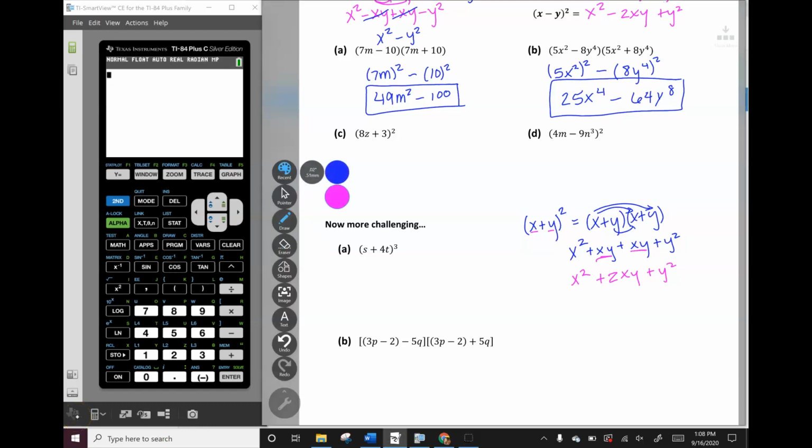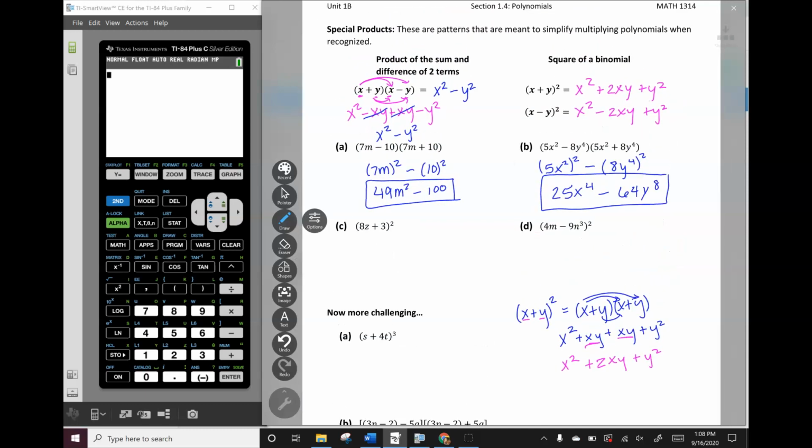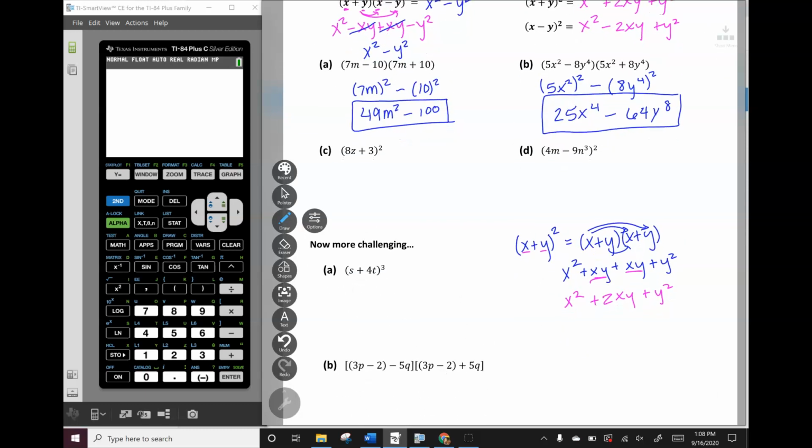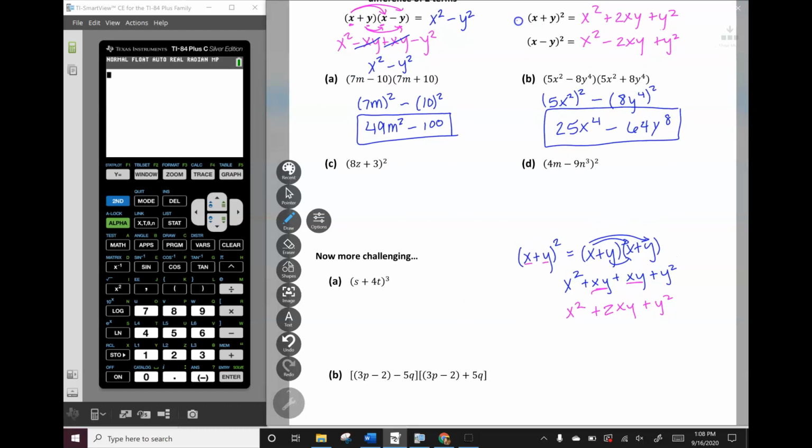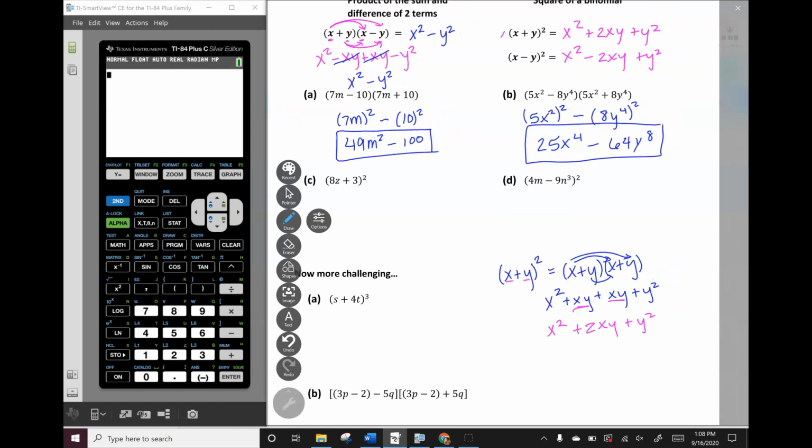All right, and then looking at C, now we're looking at the square of a binomial. So remember the pattern. We're going to be looking at this first one since it's plus, since it's addition. Okay, so we want to square the first term, plus 2 times the first term times the second term, plus the second term squared.